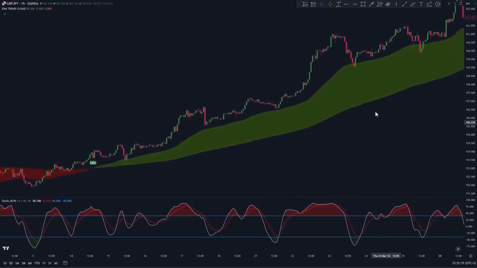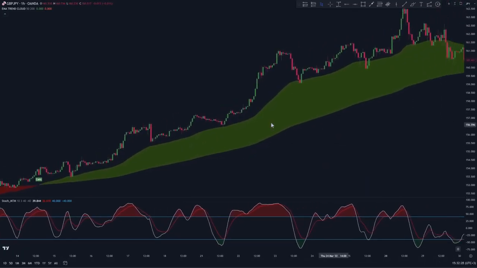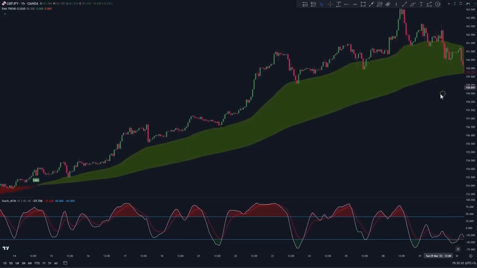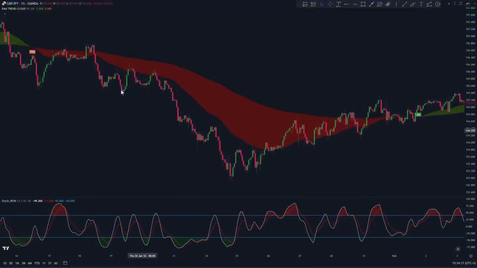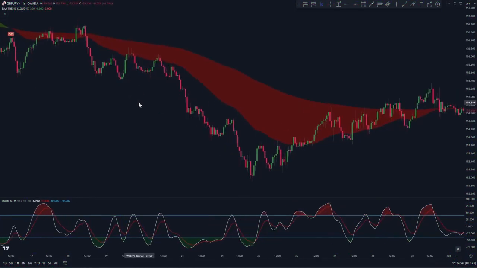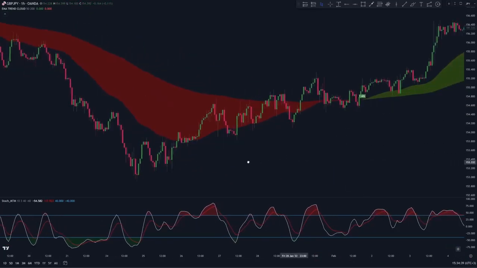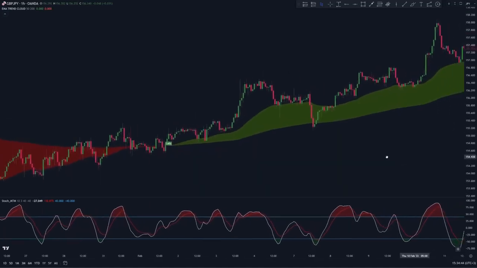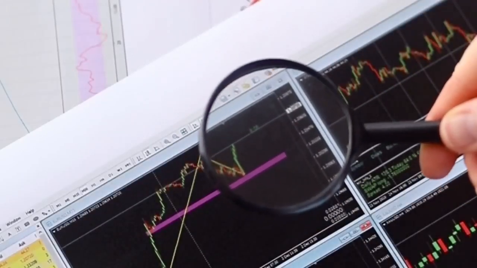The space between the two EMAs is filled with a green background color whenever the 50-period EMA is above the 200-period EMA, indicating a bullish trend. Conversely, whenever the 50-period EMA is below the 200-period EMA, the space is filled with a red background color, signaling a bearish trend. This visualization makes it easy to see when the market is in a bullish phase or in a bearish phase without needing to look at the individual EMAs.